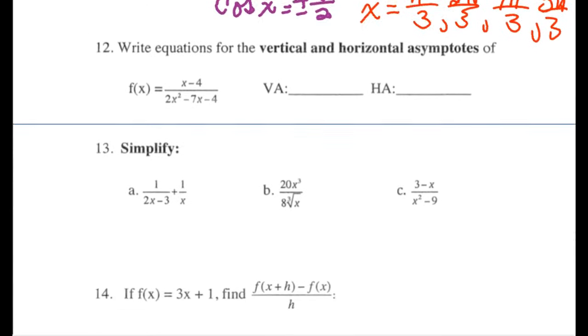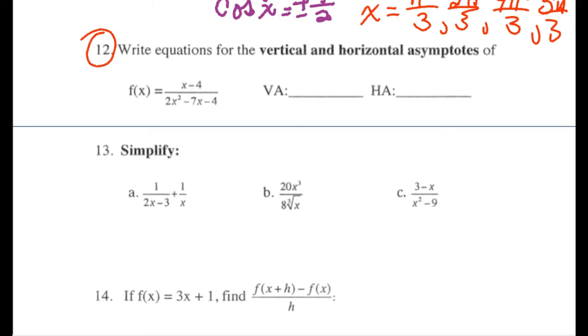Next, this again was on the summer packet. It was not in the big review, but vertical asymptotes occur where the denominator equals 0 and it does not cancel. So the first thing you need to do is factor the denominator. That would be 2x, and x, I'm going to need a -4 on the outside and a +1 on the inside so that it FOILs to create that denominator. This cancels with this. So I only have one asymptote.